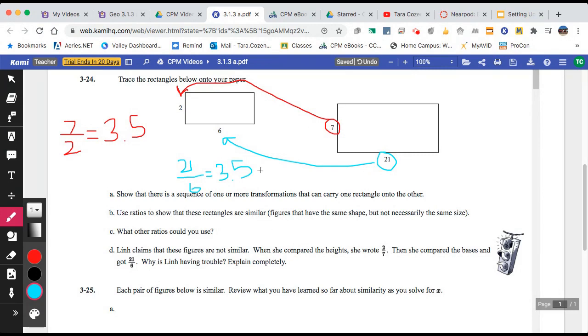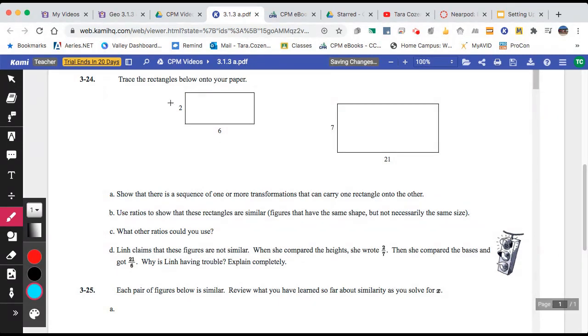And I'm going to give you one other example for how these ratios could look. Okay, so we have 6 over 2 equals 3 and 21 over 7 equals 3.